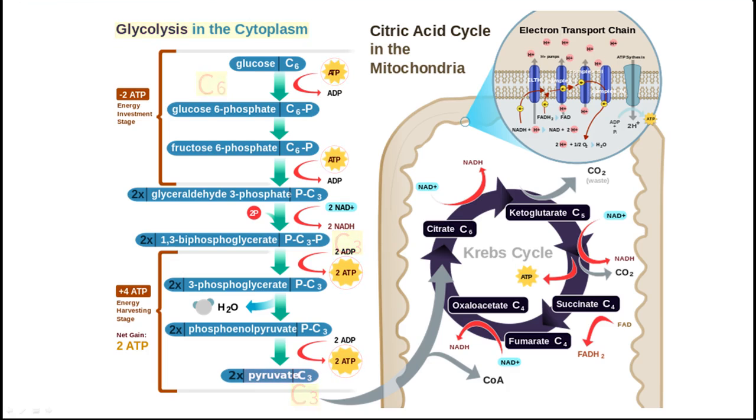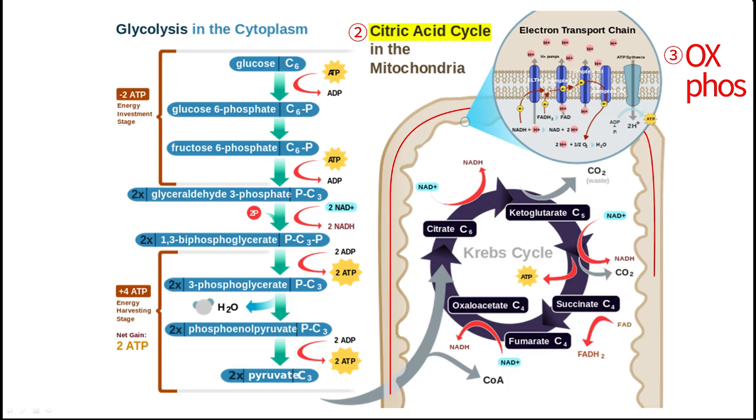Step number 2 is the citric acid cycle, and step number 3 is oxidative phosphorylation, so-called OXPHOS. These two reactions take place inside the mitochondria. So for today, I'm going to give you the importance of mitochondria a little bit more in detail.